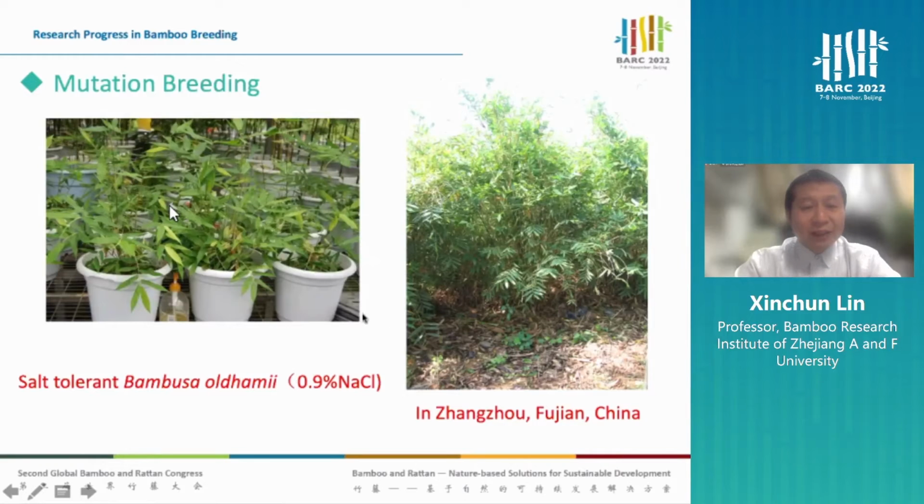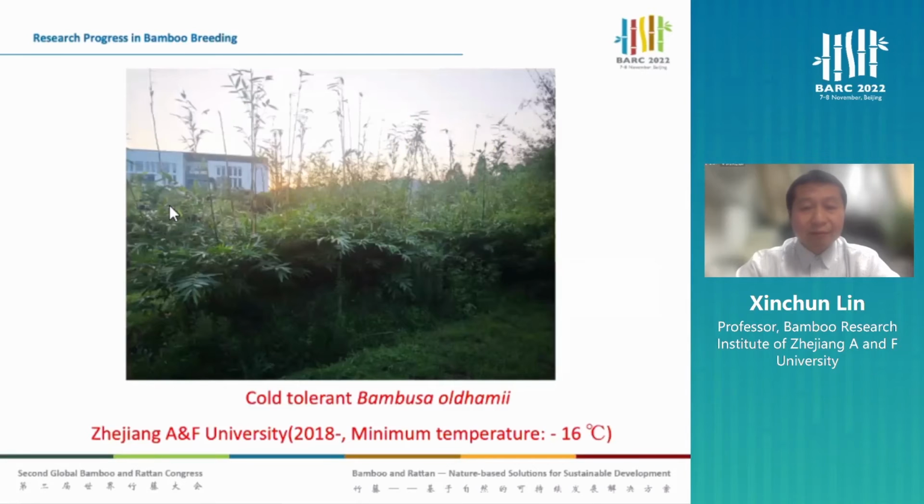And in mutation breeding, we have also done some research. We know the coastline in China is very long, and the acid and alkali fields are wide. So we processed Bambusa by tissue cultivation, and then retransplanted them into another place.